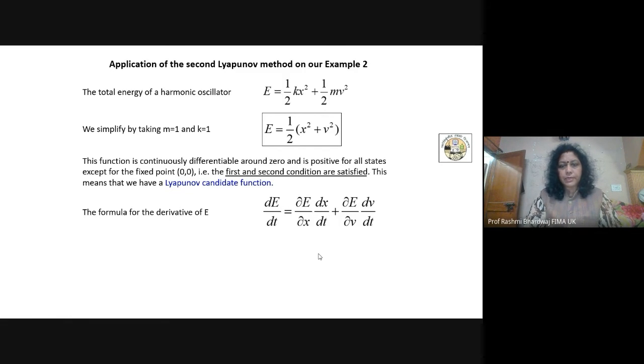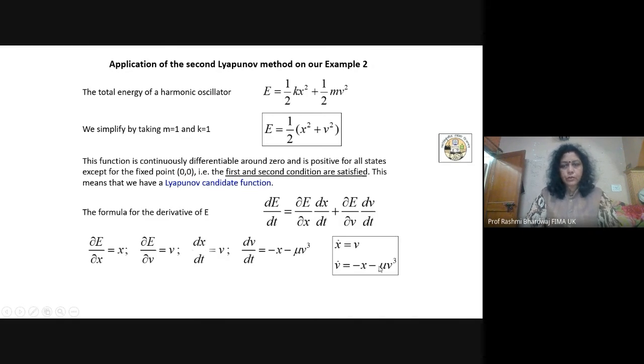Now dE by dt, if you are taking, what is the derivative? Del E by del x into dx by dt plus del E by del v into dv by dt. So now you calculate this. What is del E by del x? It is x. Del E by del v is v. And dx by dt is your v, because earlier we have the equation, and dv by dt is this one. So now we are putting this equation in and finding dE by dt.